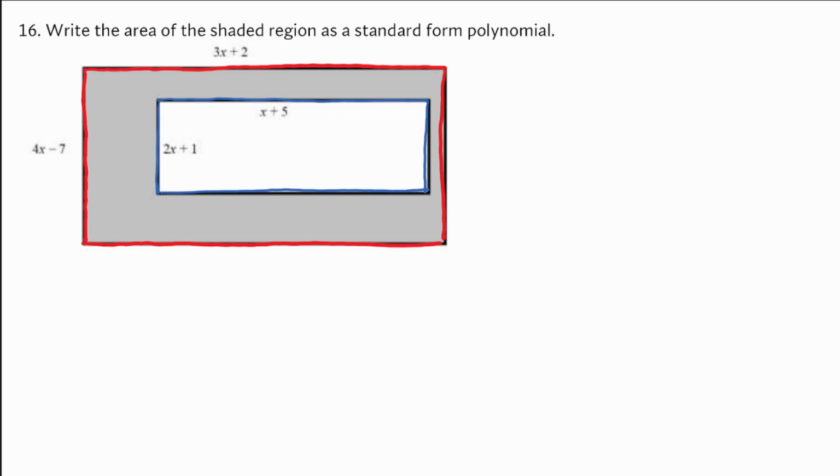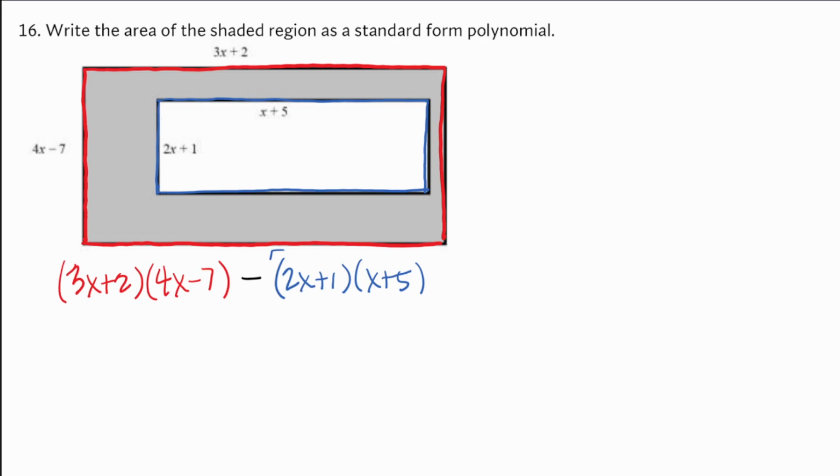When I go to do the area of the large rectangle, that'll be 3x plus 2 multiplied by 4x minus 7. And then I'm going to subtract the area of the interior one, which is 2x plus 1 multiplied by x plus 5. Because I know this is a place where you might make an error, I'm going to really emphasize that we are subtracting these products. Maybe the blue brackets will keep you from making a subtraction error.